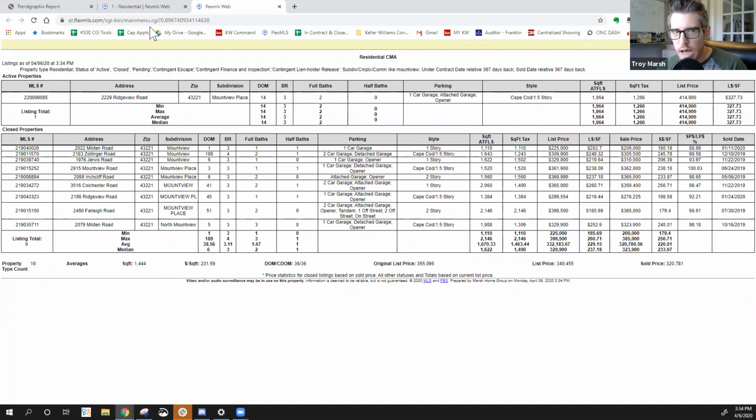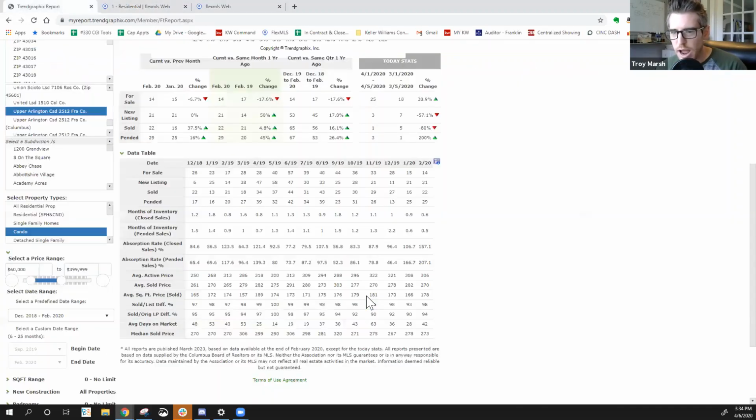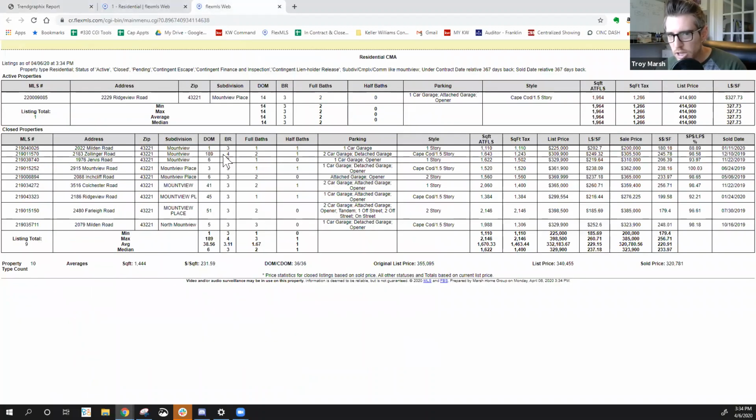So that's why when I'm back here looking at this Trendgraphix report, it's like, man, every time I show a place in Upper Arlington for 300, there's like 17 offers. And this is saying the average days on market is 42. Well, this is the reason why. There were probably 1 or 2 anomalies that really threw the average off. So you want to look at the median, which was actually only 6.